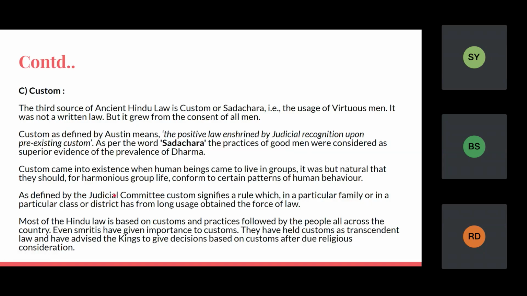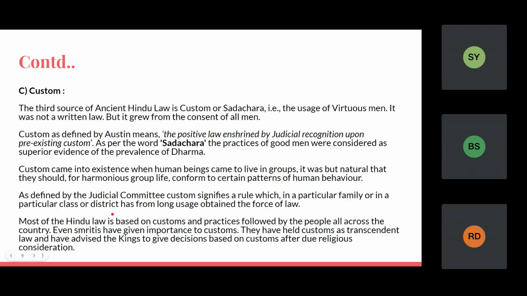As defined by the judicial committee, custom signifies a rule which, in a particular family or in a particular class or district, has from long usage obtained the force of law. The long usage is compulsory for it to become a custom. So if 10 days back you found something, you cannot call it a custom. Only when it has been followed from time immemorial can it be called a custom.